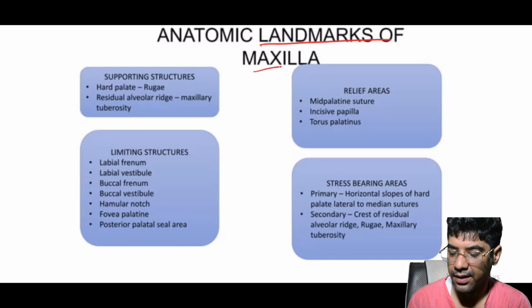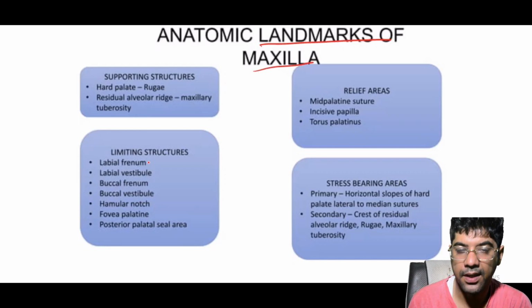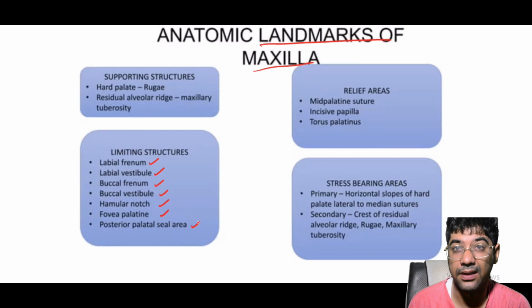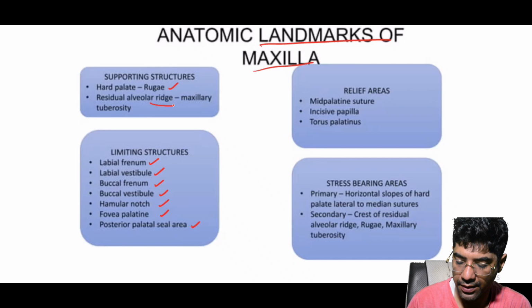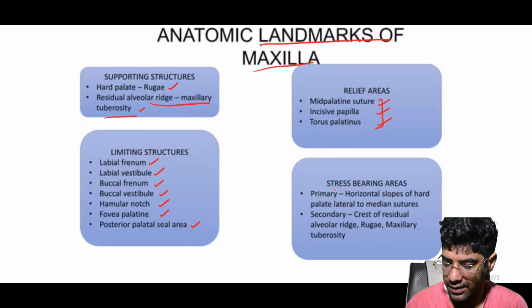Now let us discuss the landmarks of the maxilla. First of all, there are the limiting structures. The limiting structures are labial frenum, labial vestibule, buccal frenum, buccal vestibule, hamular notch, fovea palatini, and posterior palatal seal. The supporting structures, remember, they are the hard palate, rugae, residual alveolar ridge, and the maxillary tuberosity. The relief areas are the mid-palatal suture, incisive papilla, torus palatinus.